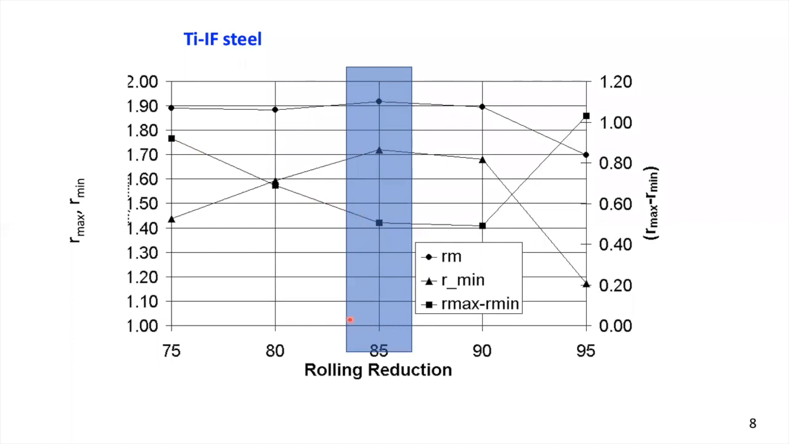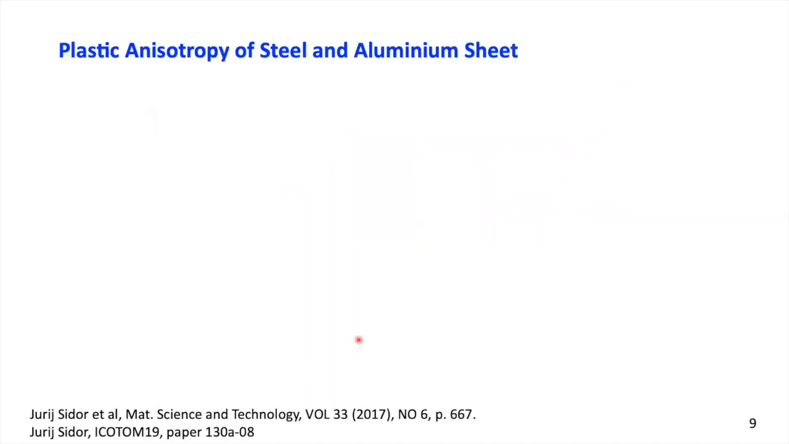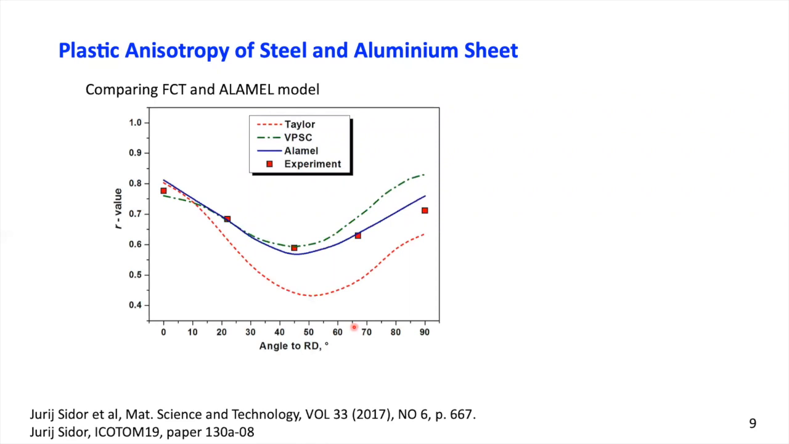This is the difference of the maximum and the minimum R value. And you can see here that, at least for this type of steel, for the textures produced by cold rolling and annealing in titanium alloyed interstitial free steel, you have an optimum cold rolling window of around 85%, which was used a lot at the time for these steels, which are typically used for car body panels in automotive applications. Of course, there is much more to say about this.